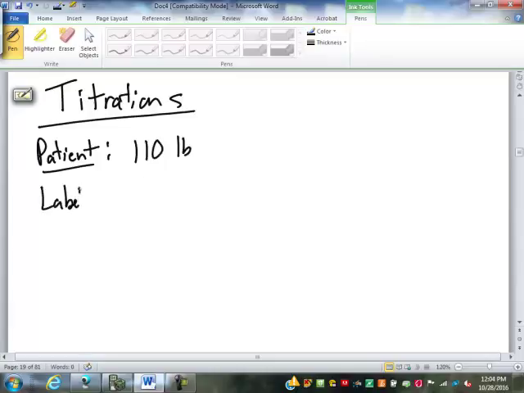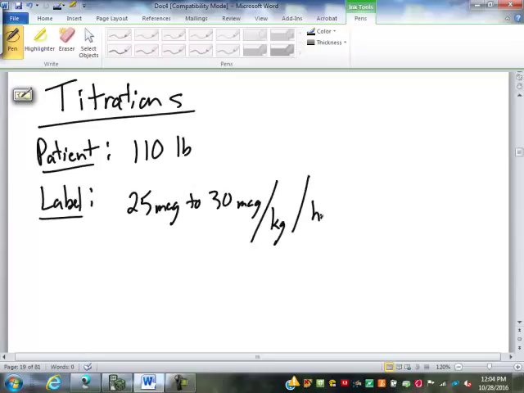And our label, so far what we've done in our examples, is our label has said so many milligrams per kilogram or micrograms per kilogram. Well, this time our label is going to say 25 micrograms to 30 micrograms per kilogram per hour. And this is constituted at 50 milligrams in 20 milliliters. And we want to know what is our range in milliliters per hour that we can administer to this patient.